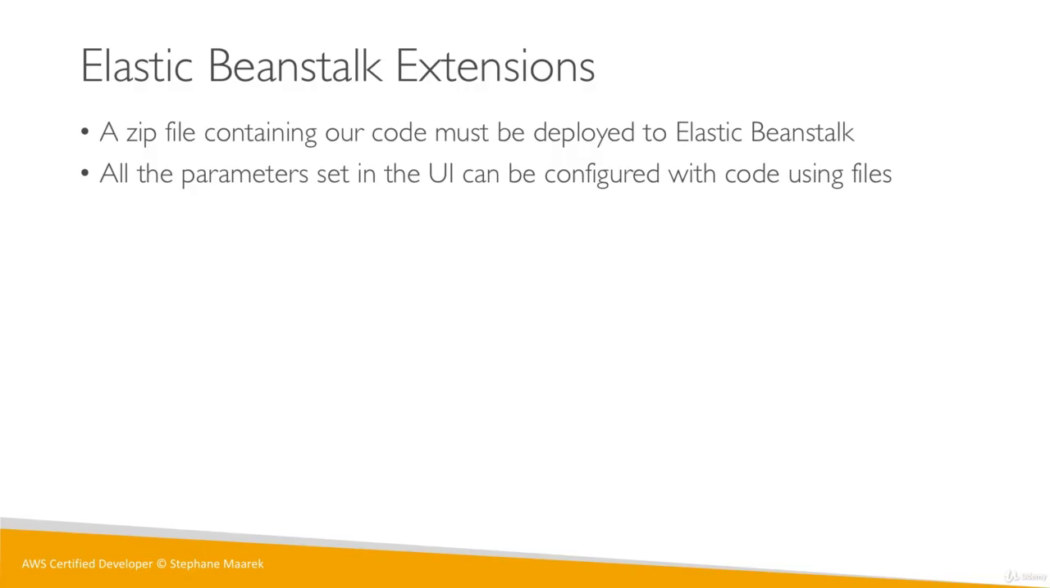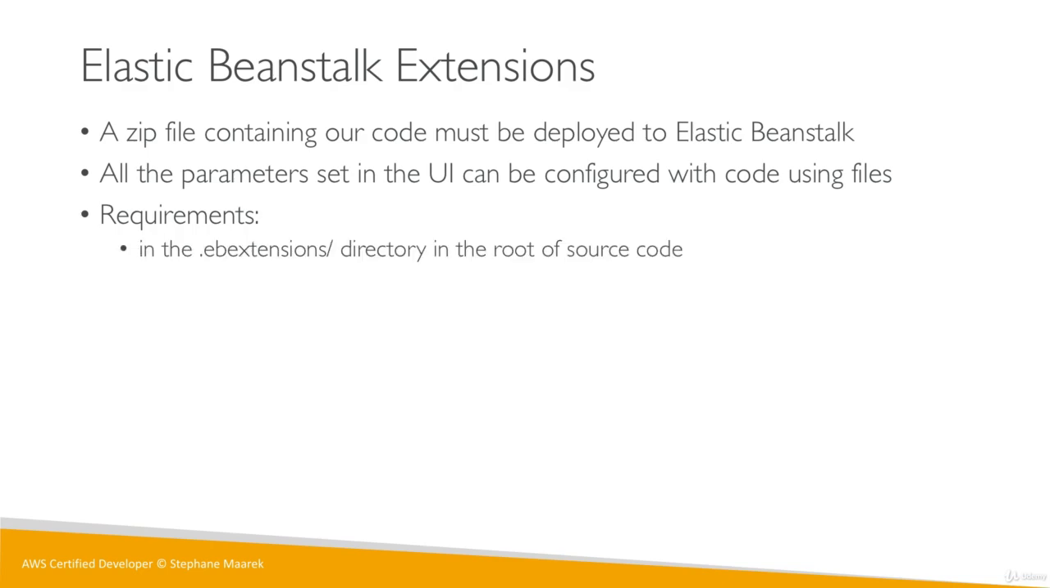All the parameters you set in the UI can also be configured with code using some files. Everything we've done manually through the console can be interpreted with code. For this, it's called Elastic Beanstalk extension files. These files must be in a directory called .ebextensions, and it's at the root of your source code. Okay, we'll see this in a second.